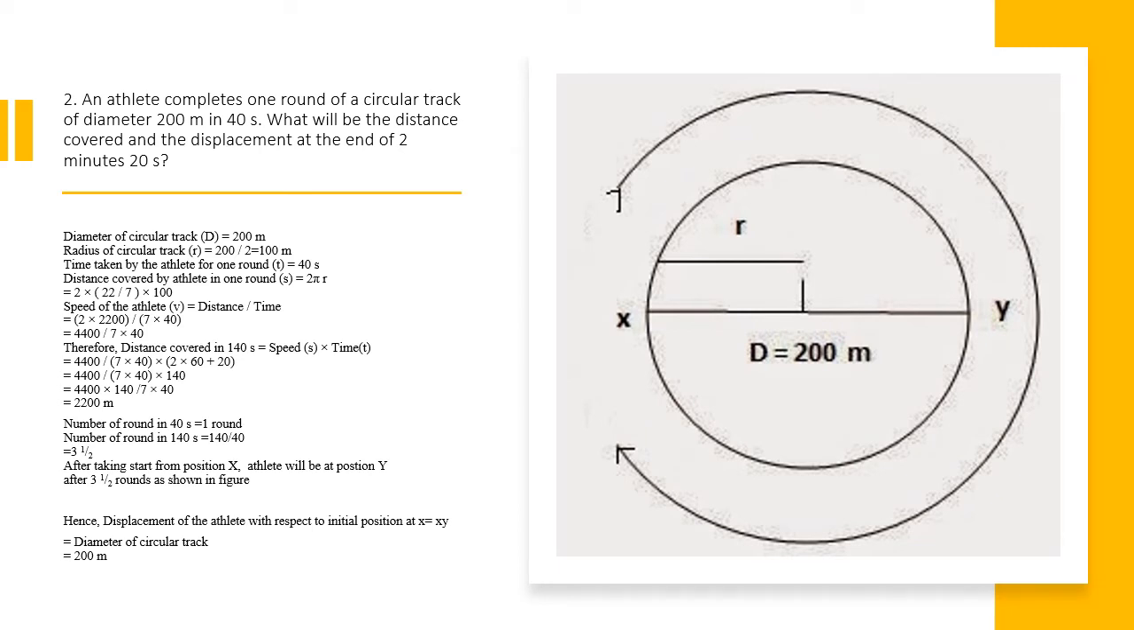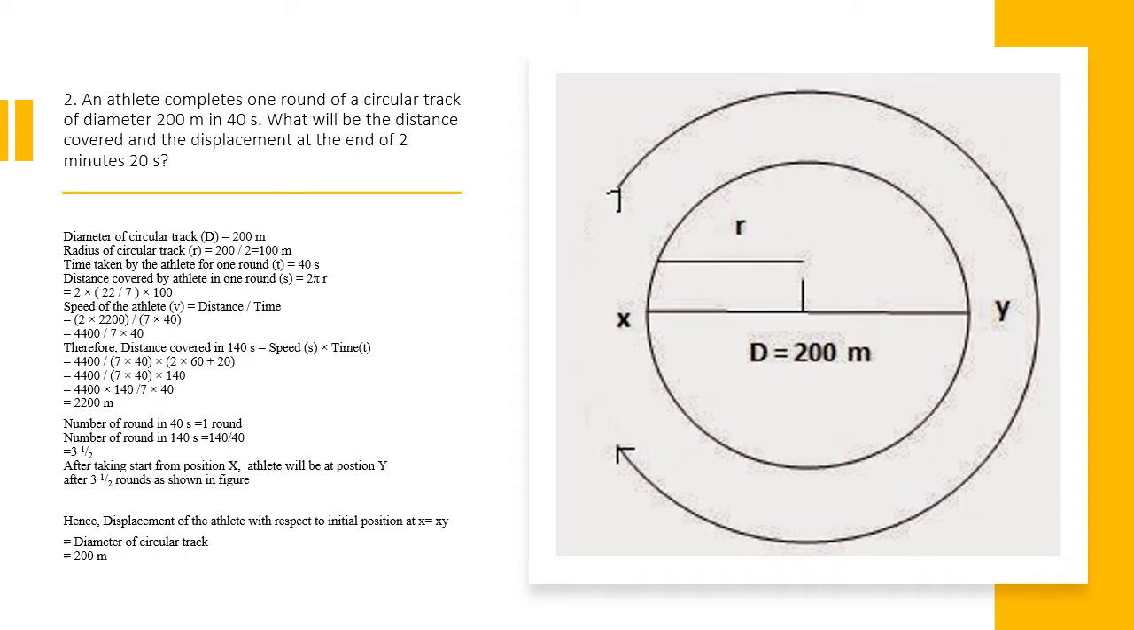Second question. An athlete completes one round of a circular track of diameter 200 meters in 40 seconds. What will be the distance covered and displacement at the end of 2 minutes 20 seconds? This is your question.